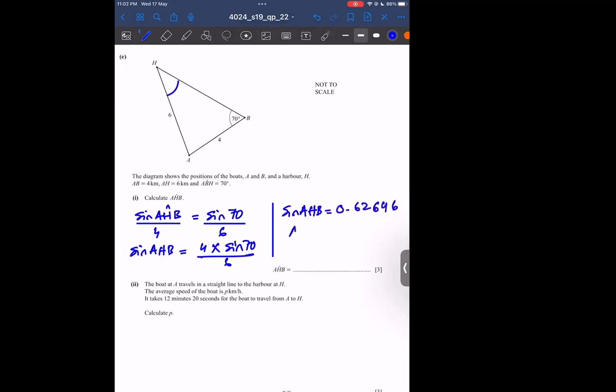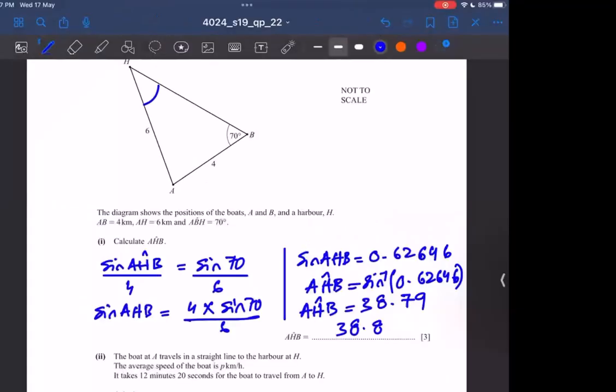0.62646, and then you calculate the angle here: sine inverse of the value 0.62646. You got the answer. AHB is going to be 38.79, and at the end you convert to one decimal place, so you get 38.8 over here. Okay, so we got the value. AHB is 38.79, and rounding off it becomes 38.8. You need to round off the value of the angle to one decimal place.